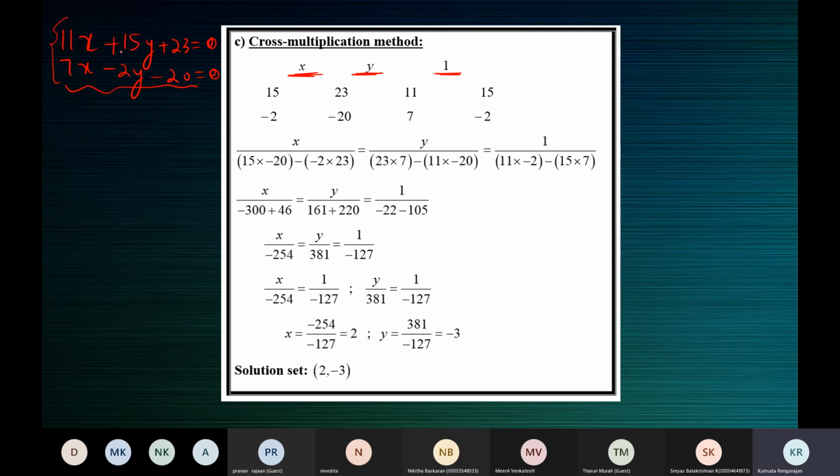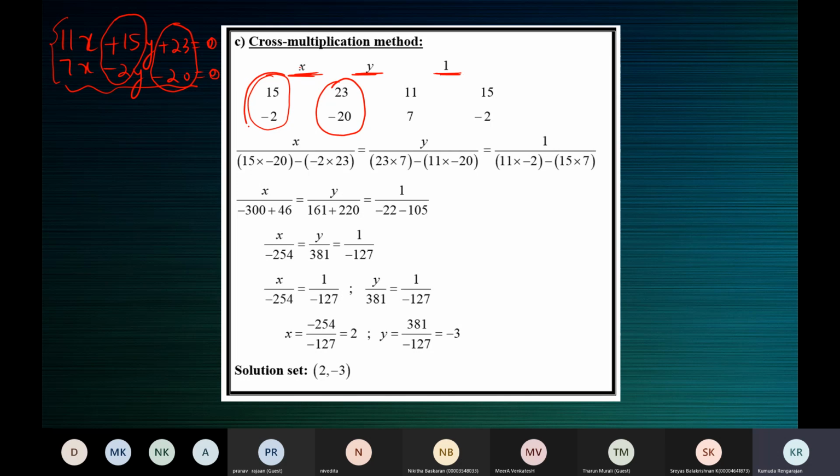Next what? See here. See what I'm circling, children. Please see what I'm circling. Write this first. Plus 15 minus 2. Can you see it here? Plus 15 minus 2. Then write this one. Plus 23 minus 20. And how do you write it? See, you write it on either sides of x. X is in the middle.